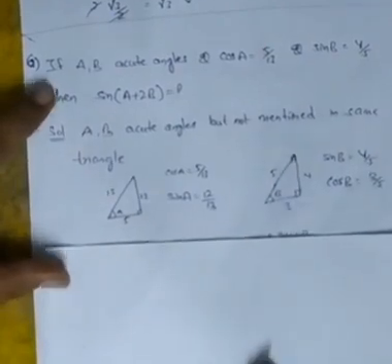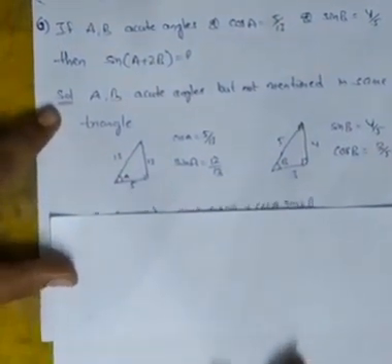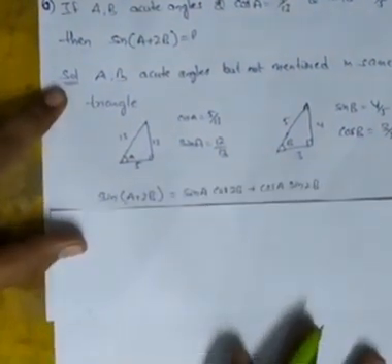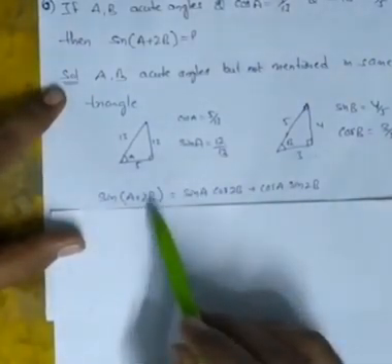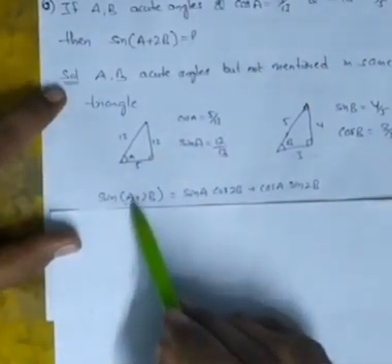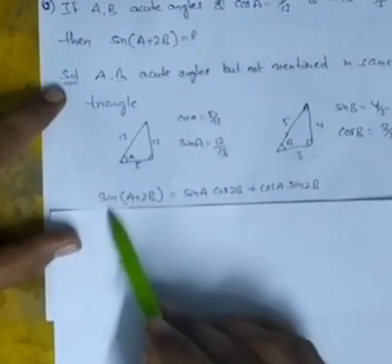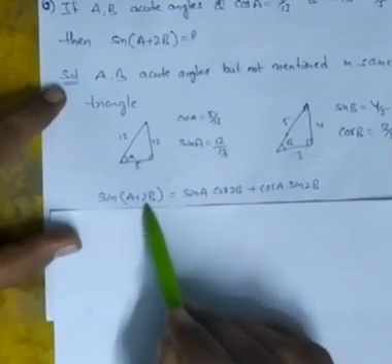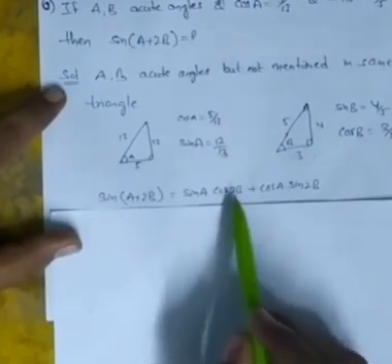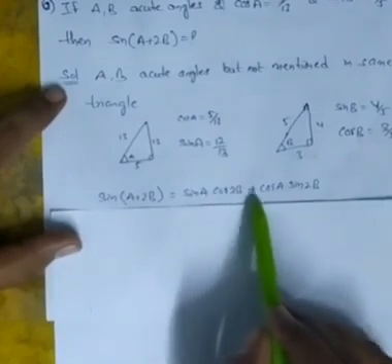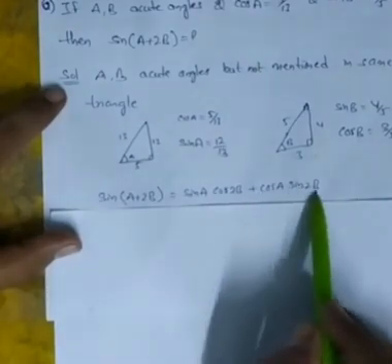Now expanding sine of A plus 2B in the form of sine of A plus B. The sine of A plus B formula is sine A cos B plus cos A sine B. So here instead of B we are having 2B. So writing as it is, sine A cos 2B plus cos A sine 2B.